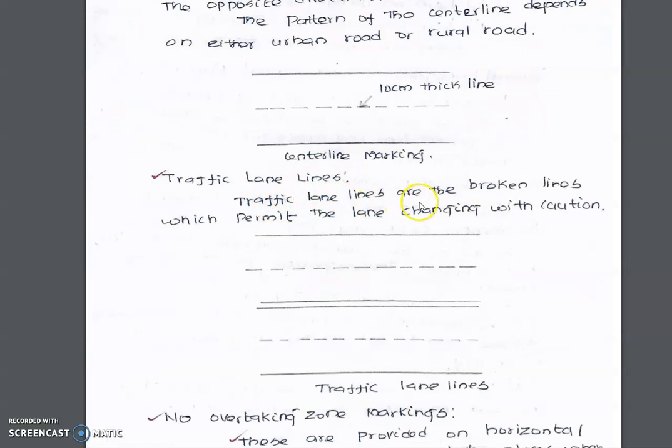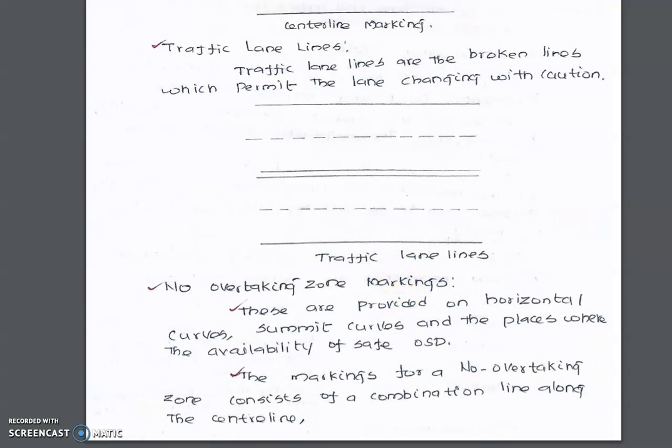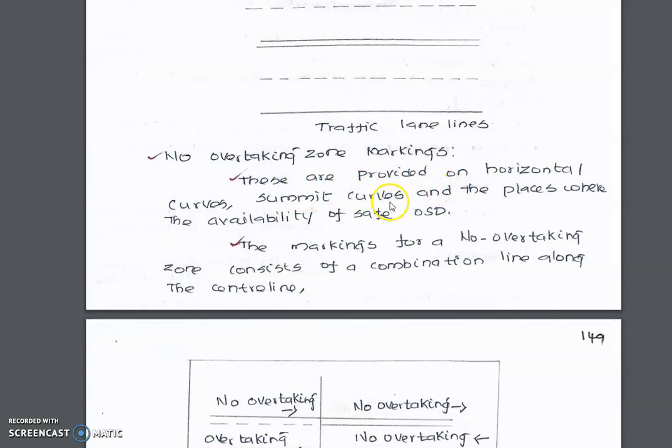Whereas traffic lane lines are the broken lines which permit lane changing with caution. Then the no overtaking zone markings. These are provided on horizontal curves, summit curves and places where the availability of safe OSD is limited. The OSD is nothing but overtaking sight distance.